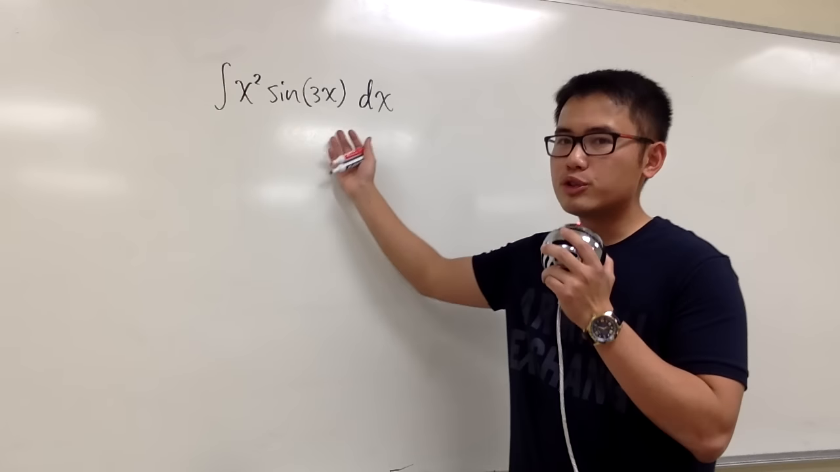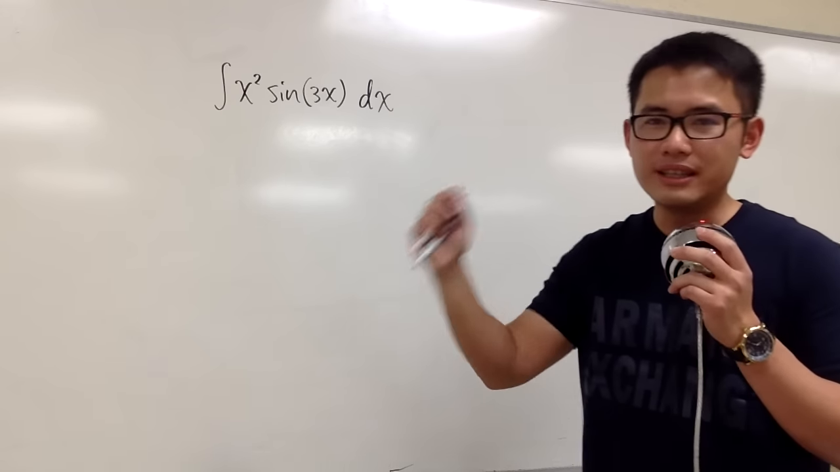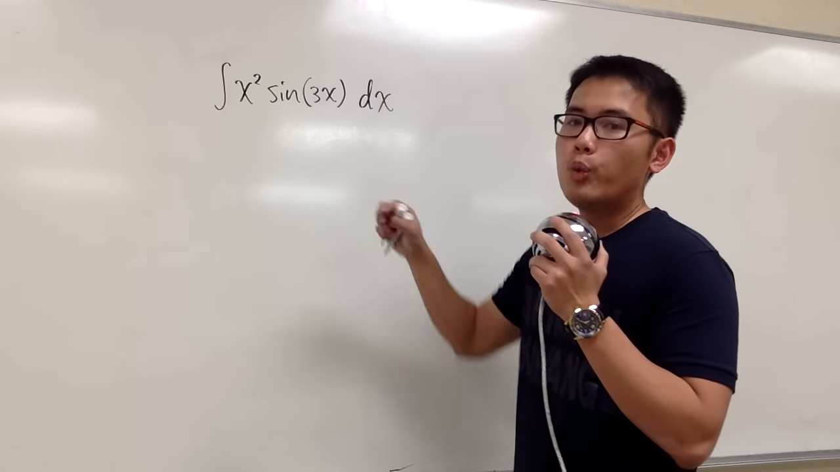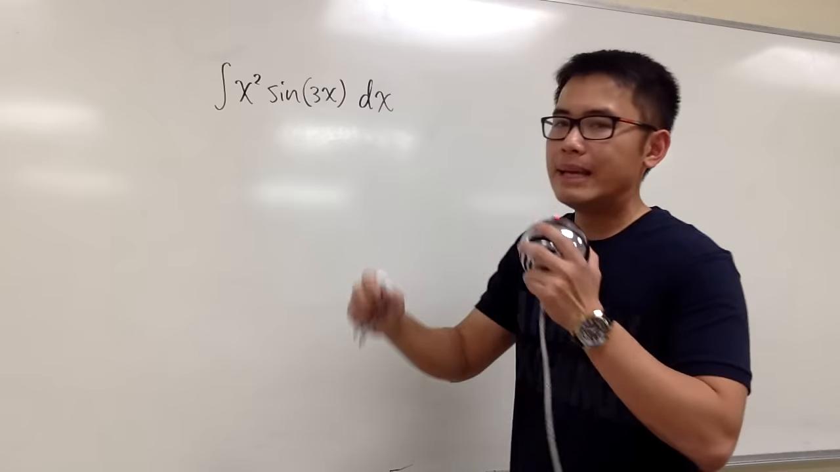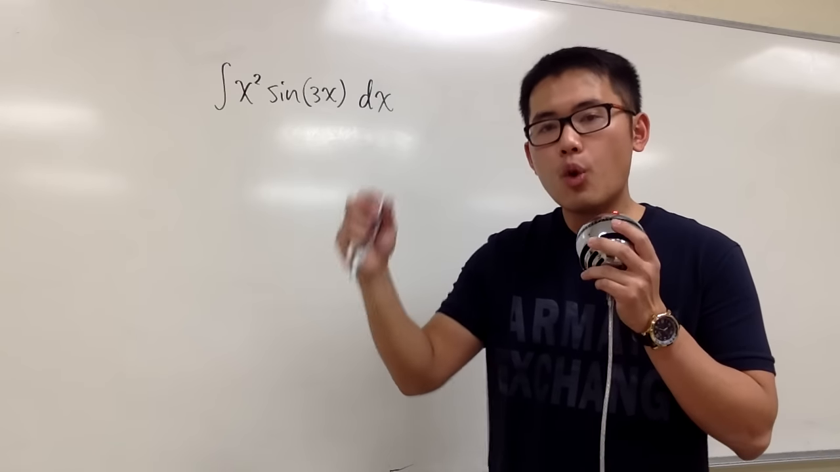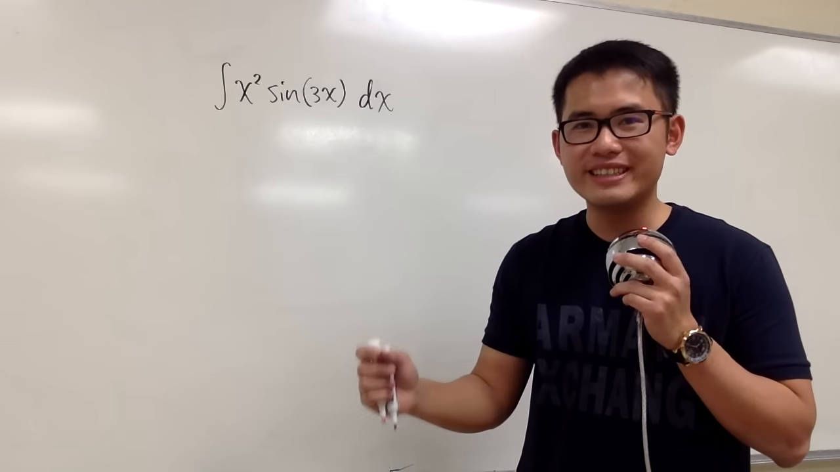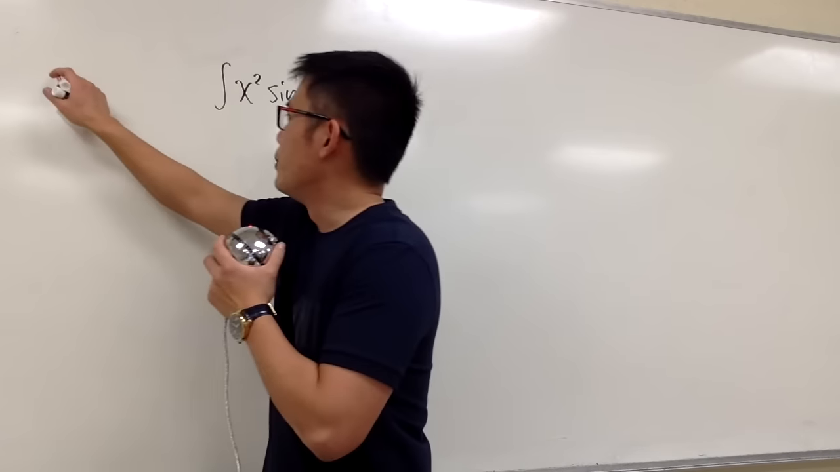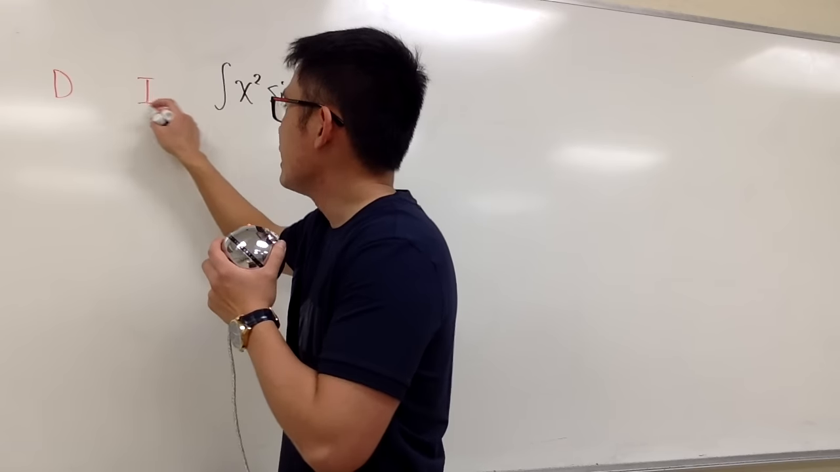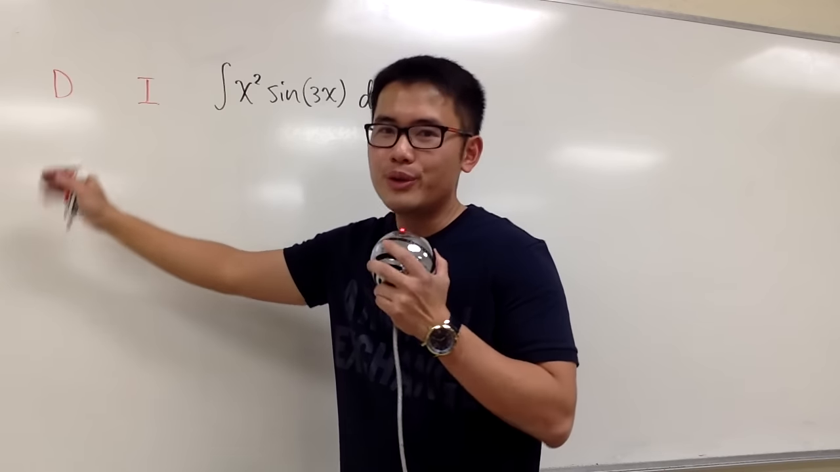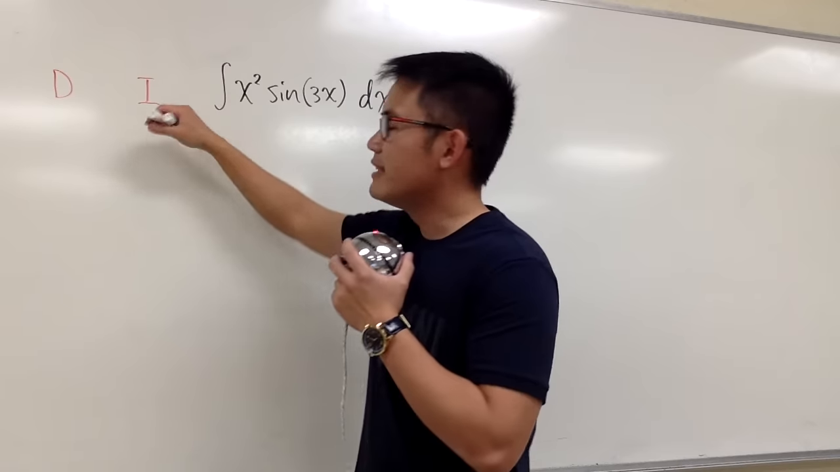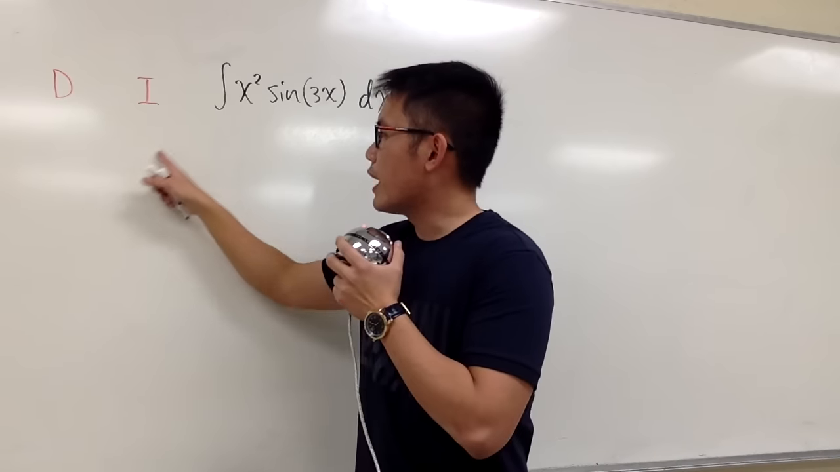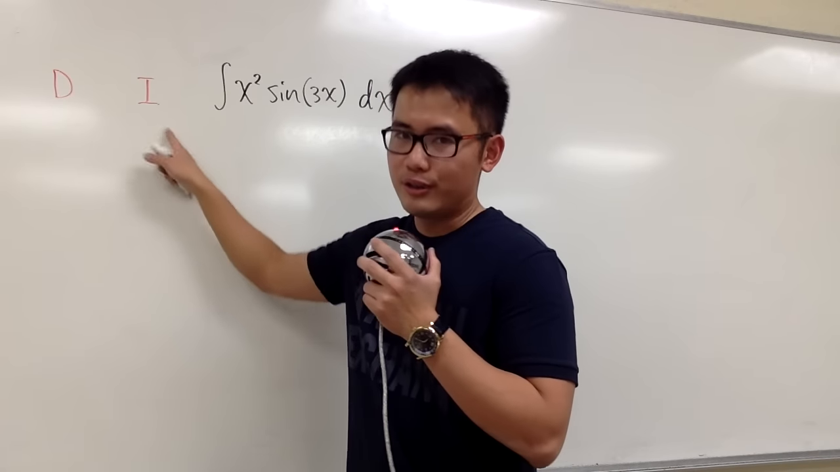And this is going to demonstrate the first step of using the DI method. The idea of integration by parts is, we are going to look at the original integral and then break it down into two parts. One part we are going to differentiate, the other one we are going to integrate. So we will put down a D and an I. D stands for the part we are going to differentiate, and I stands for the part we are going to integrate. And we should always try to write this down first.